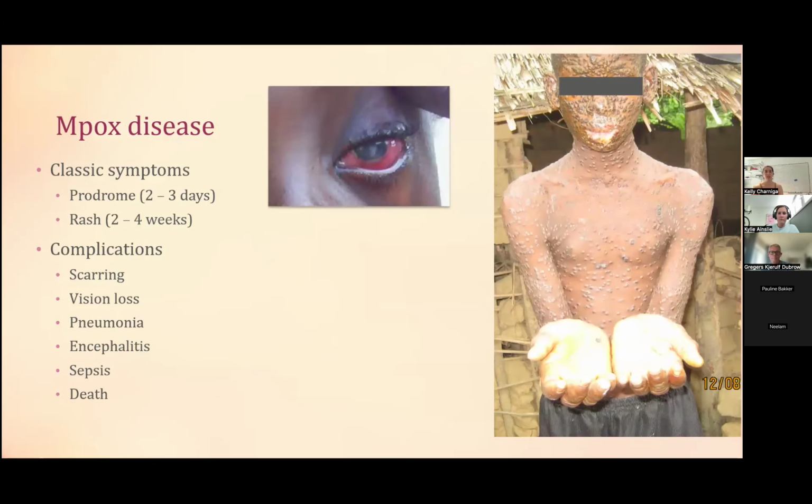Okay, so the disease has kind of two phases, this kind of initial phase where people get fever typically and kind of malaise or fatigue, lasts a couple days. And then they have a rash, which lasts 2 to 4 weeks. And you see a kind of example on the right of what that looks like. It can have really severe complications, including vision loss, neurological complications, and death.